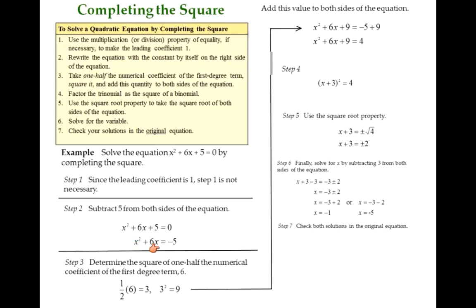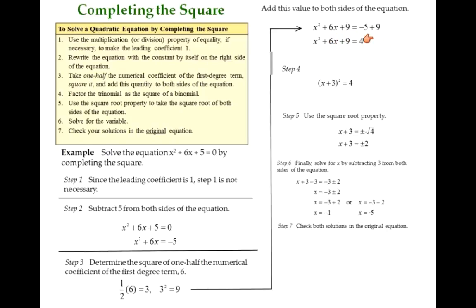Now I need to know what makes these two perfectly square. We already talked about that in another session. You take the coefficient of x, you divide it by 2, or you multiply by 1/2, and you square them. So you take 6 divided by 2, 3 squared gives you 9. So that's the number that would make the left-hand side completely squared. So I need to add that to both sides of the equation.